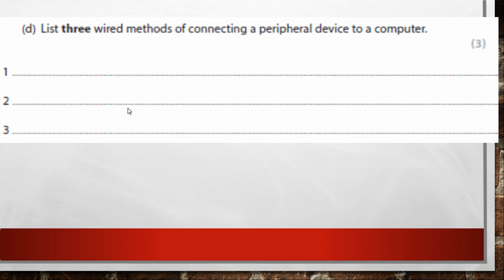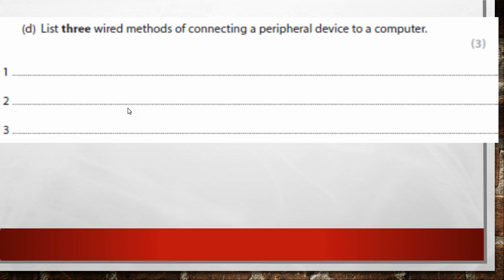List 3 wired methods of connecting a peripheral device to a computer. Okay, so again, this is 3 marks. There's quite a lot of marks here. So wired methods. So it's going to be actually some sort of cable to connect a peripheral device to a computer. So let's think. And again, when you're in the exam, think of a scenario.